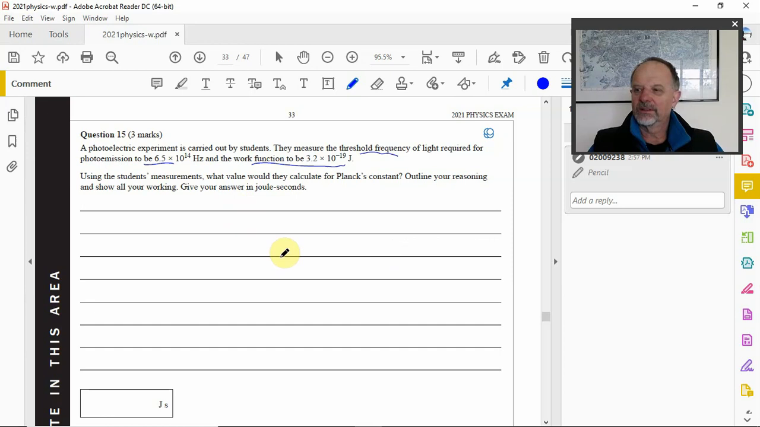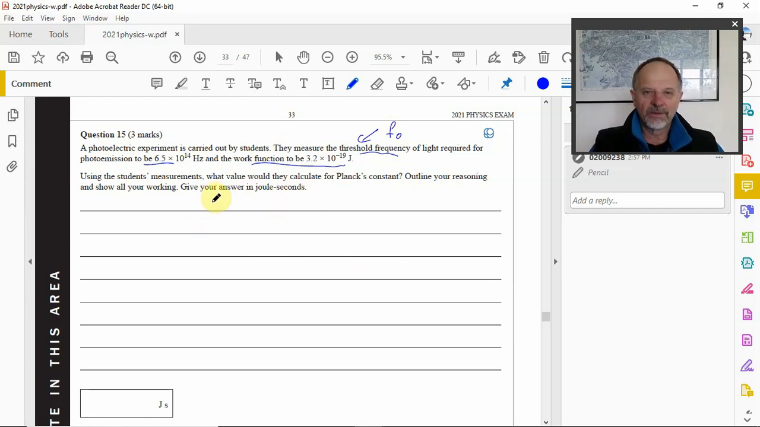All right, so threshold frequency, that's f naught, and the work function. Using the students' measurements, what would they calculate Planck's constant to be? Outline your reasoning and show all your work and give your answer in joule seconds.